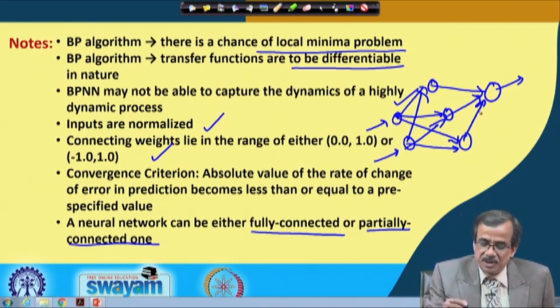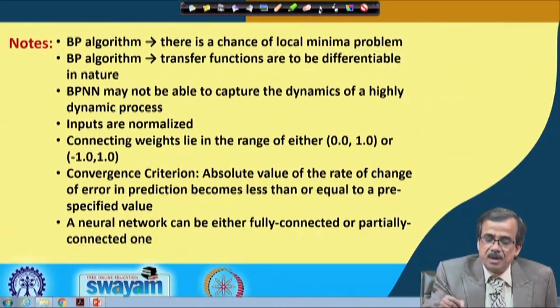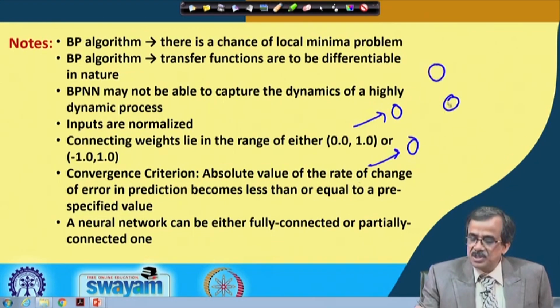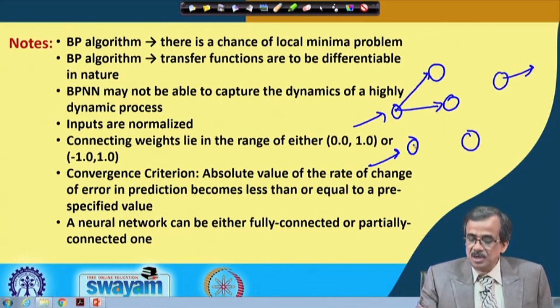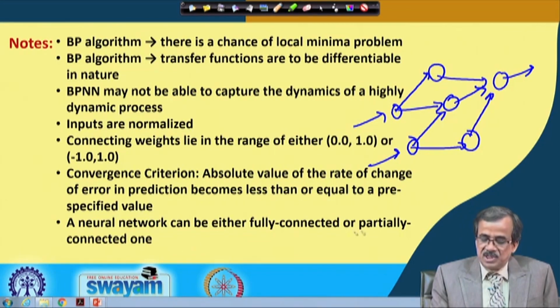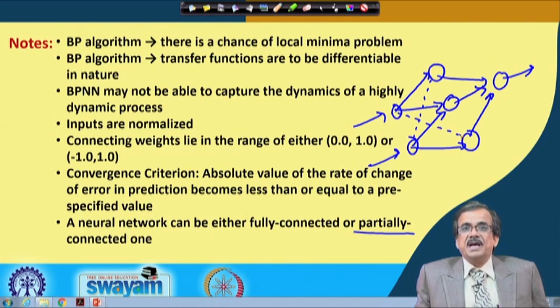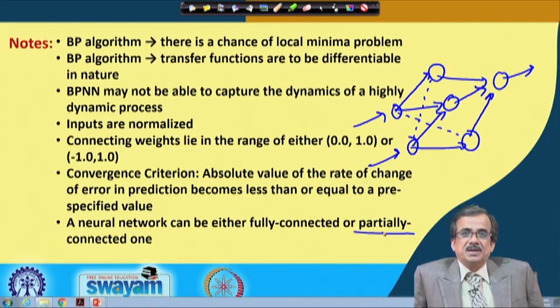On the other hand, if I have a network of this type, say these are the input neurons, and supposing that these are the hidden neurons and this is the output neuron, and if the connectivity is something like this, so this is nothing but one partially connected network, because this connectivity is actually not ensured. Then this connectivity is not ensured. So, dotted lines are actually absent. So, this type of network is known as the partially connected network.